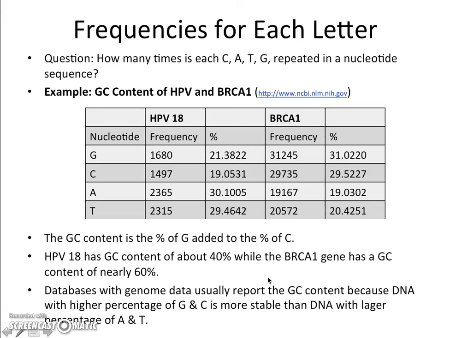There's a small note to be made here, and it is that databases with genome data usually report on this pairing GC because DNA with a higher percentage of G and C is more stable than DNA with a larger percentage of A and T.